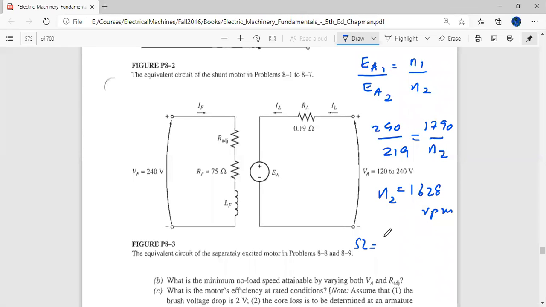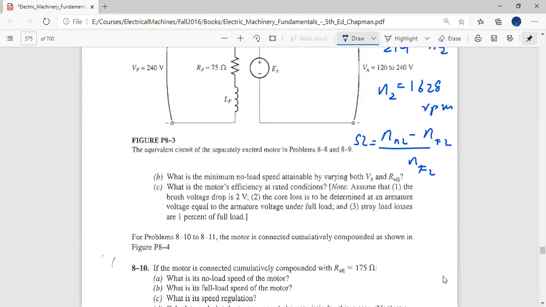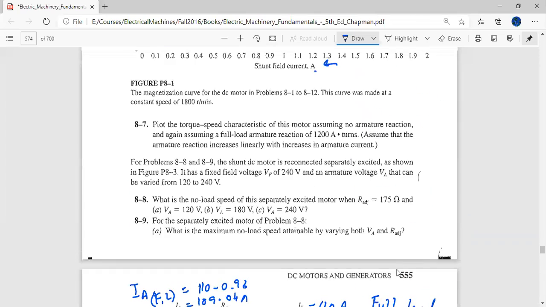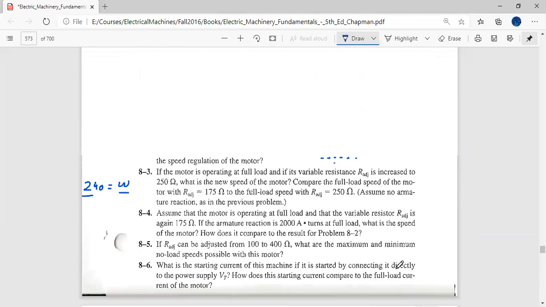The speed regulation is no load speed minus full load speed over the full load speed. The full load speed is 1628 and the no load speed was 1790. No load minus full load over full load. So how much is this speed regulation? Quickly tell me. Is it full load or no load in the denominator? Let me check. Speed regulation is no load minus full load over full load, I think.